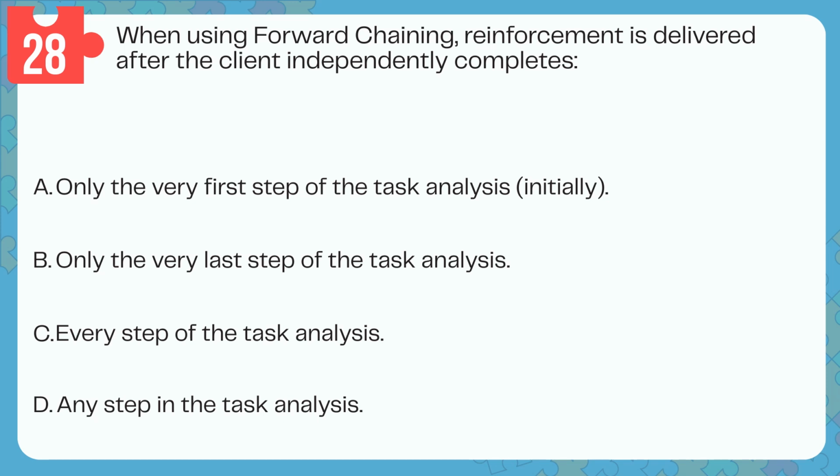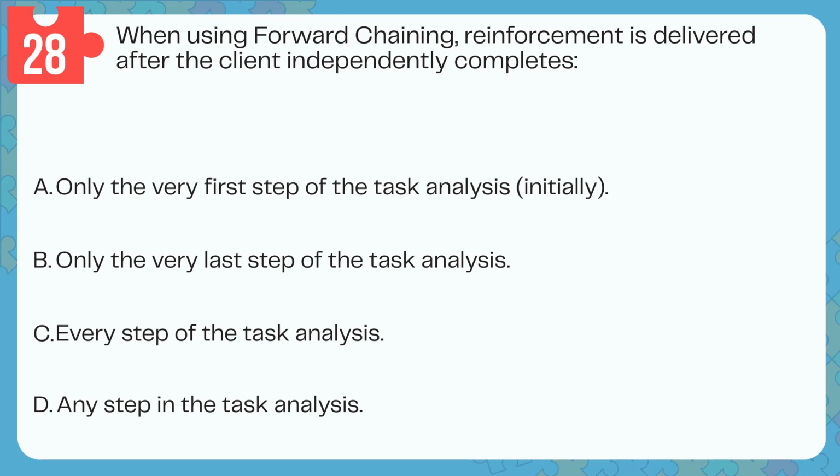Question 28. When using forward chaining, reinforcement is delivered after the client independently completes. A, only the very first step of the task analysis initially. B, only the very last step of the task analysis. C, every step of the task analysis. D, any step in the task analysis.